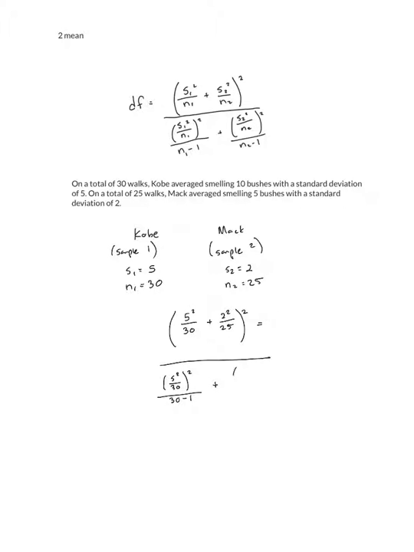I'm going to add that to S2 squared, which is 2 squared over 25, square that, and divide it by n2 minus 1, which will be 25 minus 1. And I would find that value. Now, when you do this here, once again, I'm not dividing it yet. So I'd find this top value here, and then this bottom value here. And then, after I find those, I will divide them.